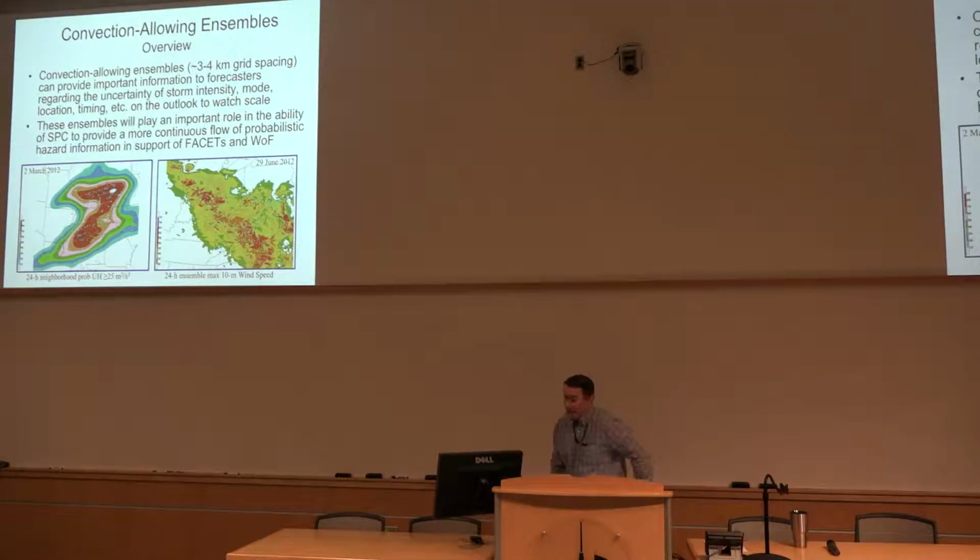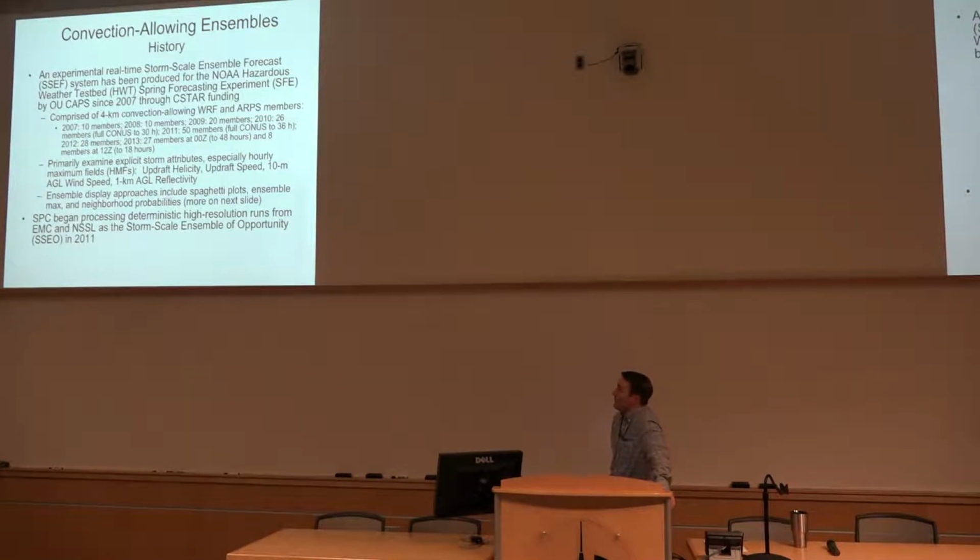So convection-allowing ensembles, I'm talking about roughly 3 to 4 kilometer grid spacing. Almost all now we're moving to 3 kilometer. We had been at 4 for some time. They give us some uncertainty information, like I mentioned, especially when we're talking about outlook to watch scale. And as we move to updating forecasts, you guys maybe heard of the FACETS Initiative, obviously Warn-on-Forecast. As we move to updating things and having higher temporal resolution, obviously convection-allowing ensembles are going to help us out. Traditional forecasting, ingredients-based, you can come up with rough timelines, but we're going to get a lot more explicit timing information from convection-allowing ensembles.